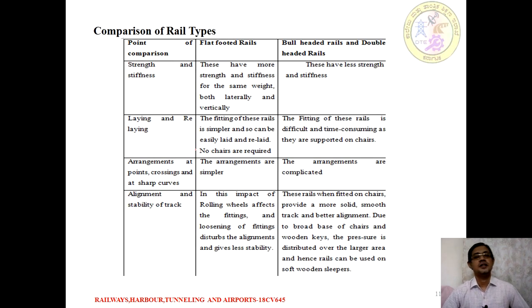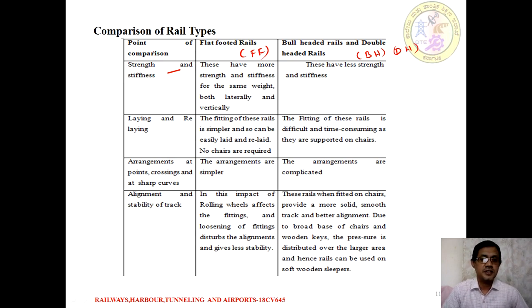Moving on to the next thing, that is a comparison of rails. In the previous slide I showed the flat-footed rail, bull-headed and double-headed rails. We are going to compare them with a few characteristics. The first one is strength and stiffness. We usually write flat-footed rails as FF, bull-headed rails as BH and double-headed rails as DH. So we are going to compare with respect to these three.